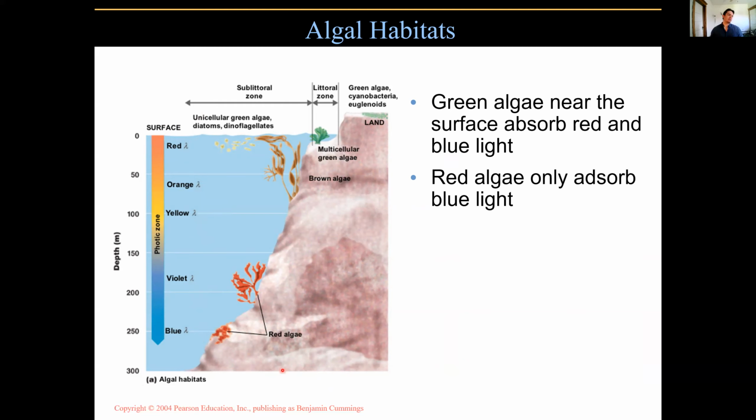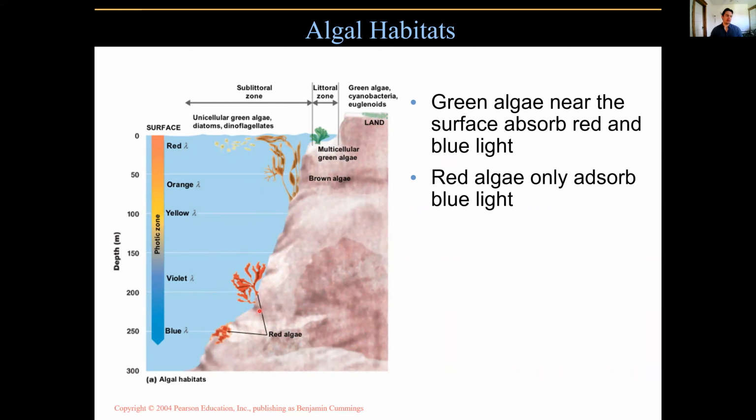And this is a very nice example that you can use to explain what an ecological niche is and the differences between a fundamental and a realized niche. So what you can deduce from this is that the green algae are able to absorb both red and blue light, but the red algae can only absorb blue light.